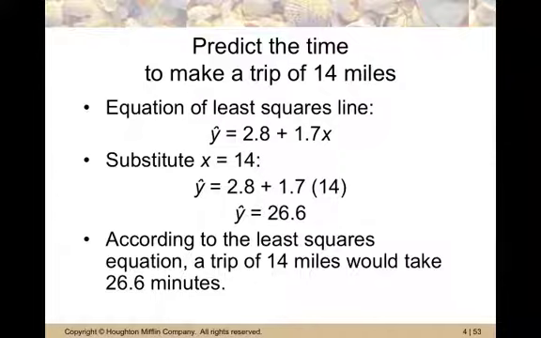So again, our equation was y hat equals 2.8 plus 1.7x. So to predict the time to make a trip of 14 miles, you would plug in 14 for x. And so you have 2.8 plus 1.7 times 14, and that gives you y hat equals 26.6. So according to the least squares regression equation, a trip of 14 miles would take 26.6 minutes.